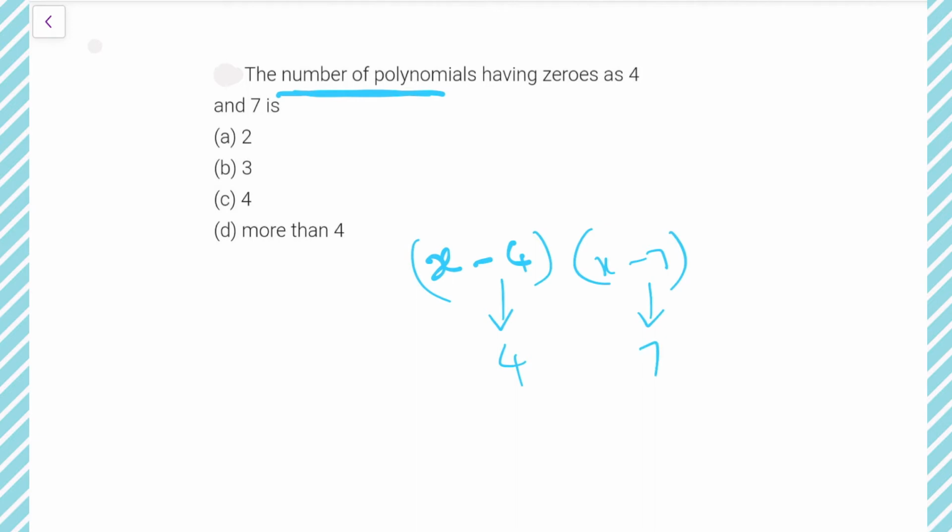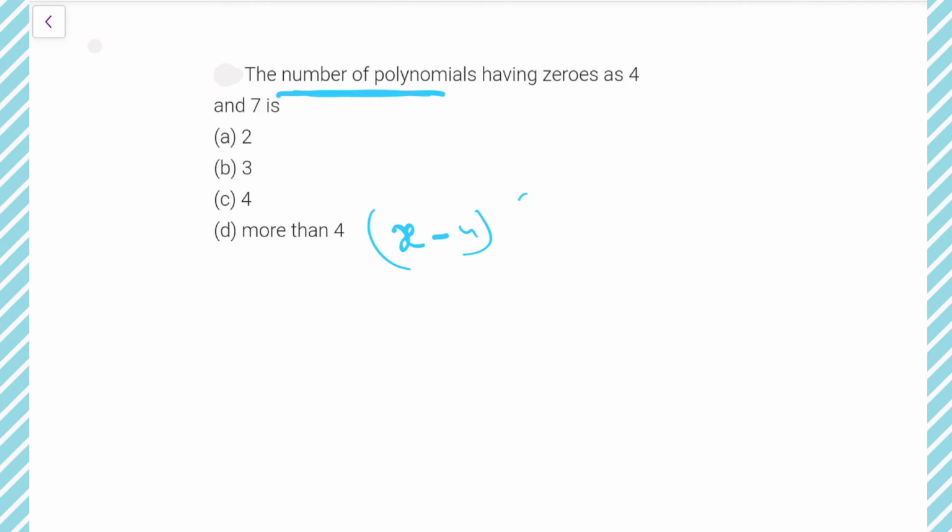Next, I can create one more polynomial like x minus 4 into x minus 7 into x minus 1. Again 4 is a zero, 7 is a zero. Next, I can create one more like x minus 1 into x minus 2 also. So like this, we can create infinite number of polynomials because the degree is not given in the question. So that's why it is more than 4. According to the options, it is more than 4, but in reality, it is infinite.